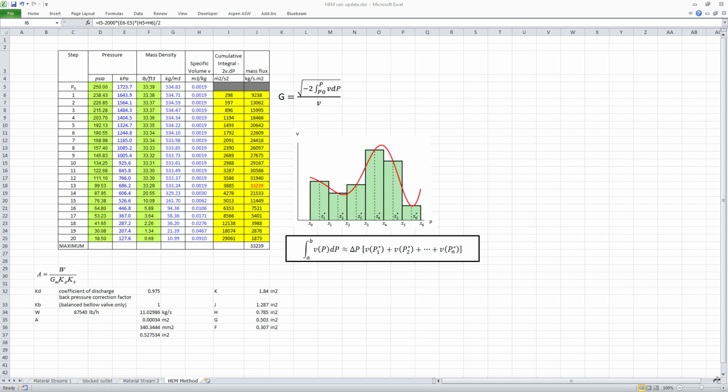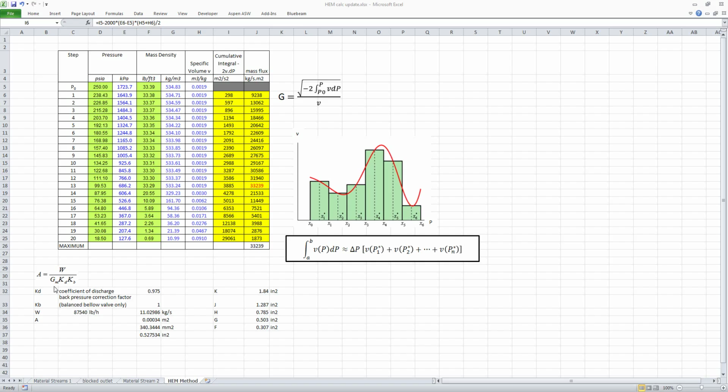We need to calculate the required orifice area from this equation: A equals W divided by GM times KD times KB. W is mass flow rate, GM is mass flux, KD and KB are coefficient and correction factor defined in the API. The relieving capacity W is known, and to calculate the area we need to define the mass flux.